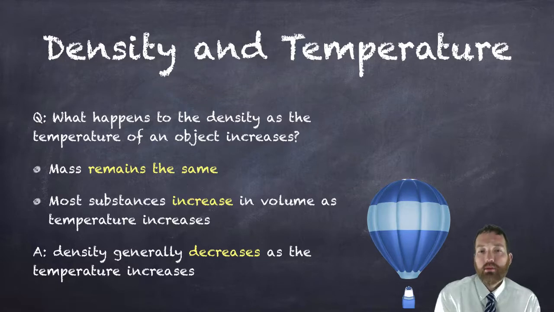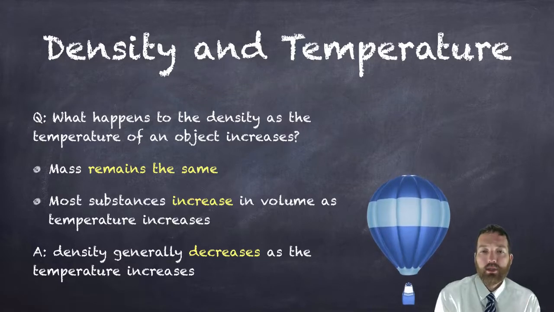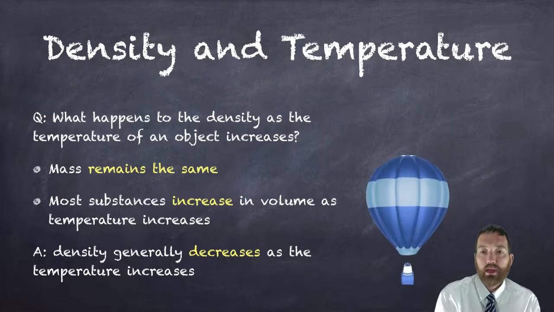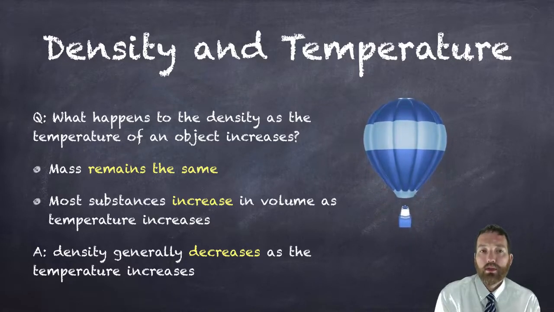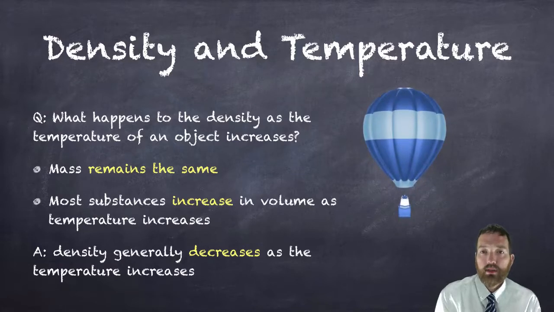So density generally decreases as the temperature increases. You're dividing by a bigger volume when you heat up something like air. So your answer for density, mass over volume, if you divide by a bigger number, it gets smaller. And this is why hot air balloons float, because they eventually become less dense than the surrounding air around them.